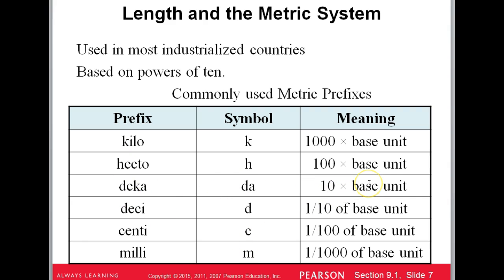Deca means 10 times the base unit, so decaliters is 10 liters. Or centi, in this case meters, since we're starting with length. Centimeters would be 1/100th of a meter. There's 100 centimeters in a meter. So anyway, there's the meaning of those prefixes, and there are the symbols that we put in front of them.